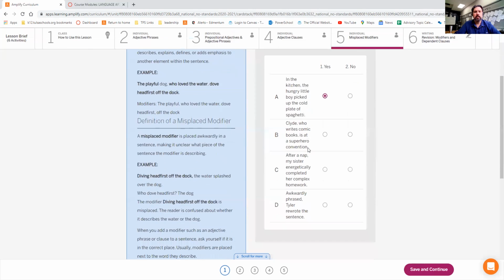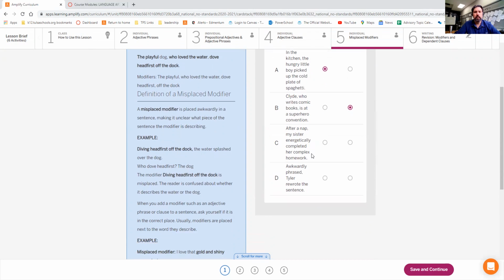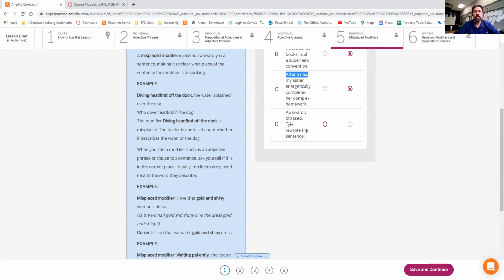This is misplaced. Clyde, who writes comic books, is at a superhero convention. Clyde, who writes comic books. Who writes comic books is describing Clyde. Perfect. That's exactly where it should be. After a nap, my sister energetically completed her complex homework. What is after a nap describing? My sister. That's in the right spot.